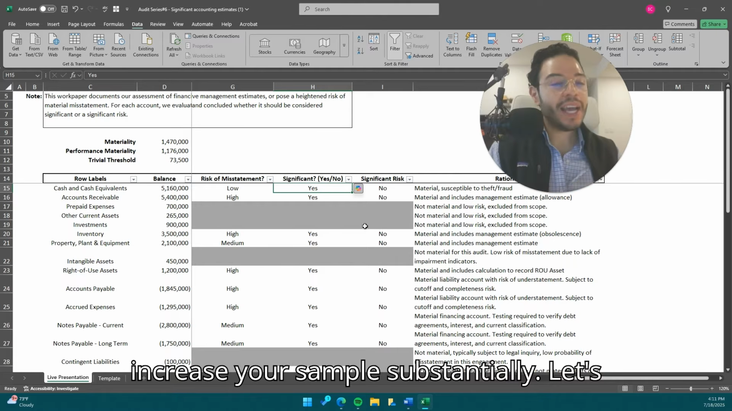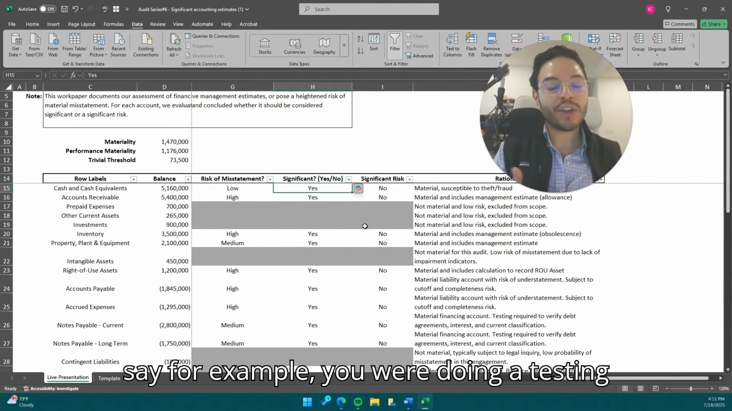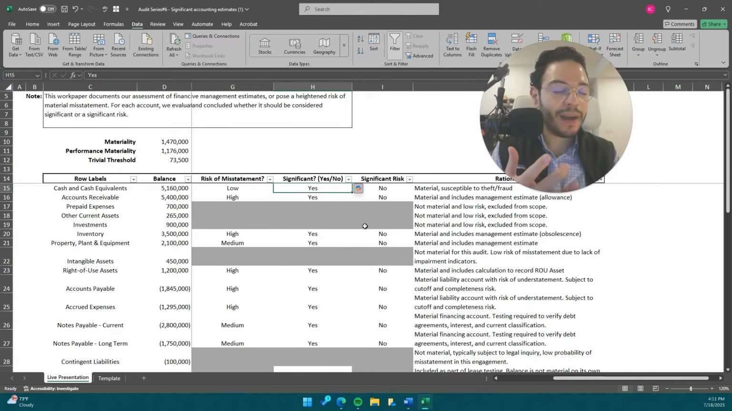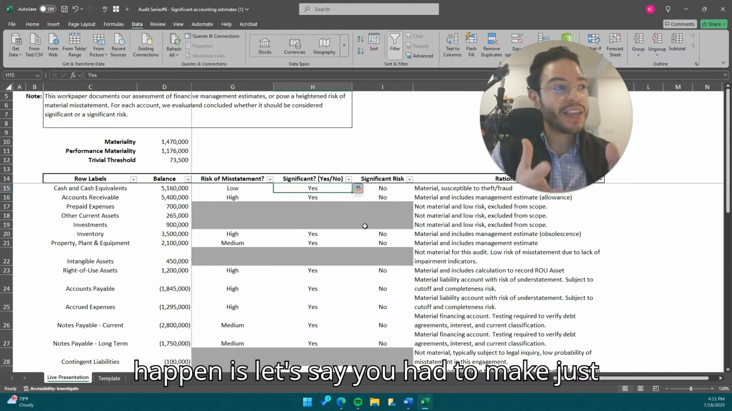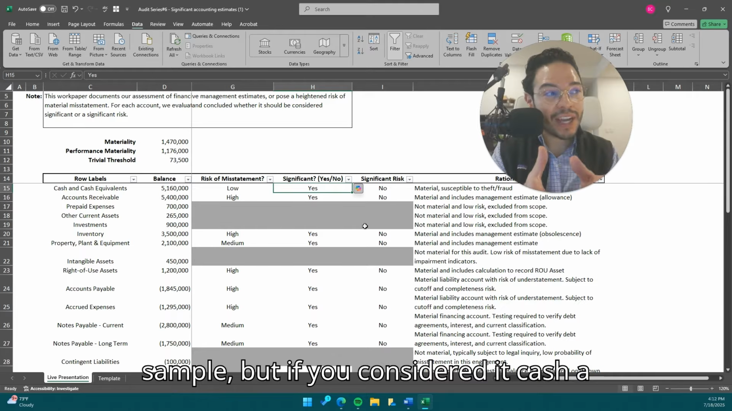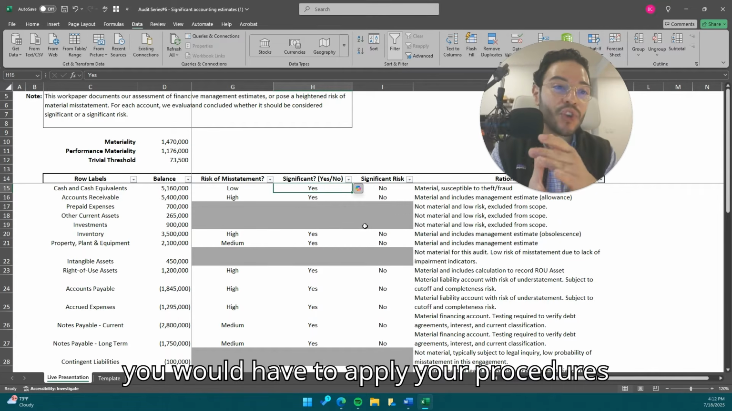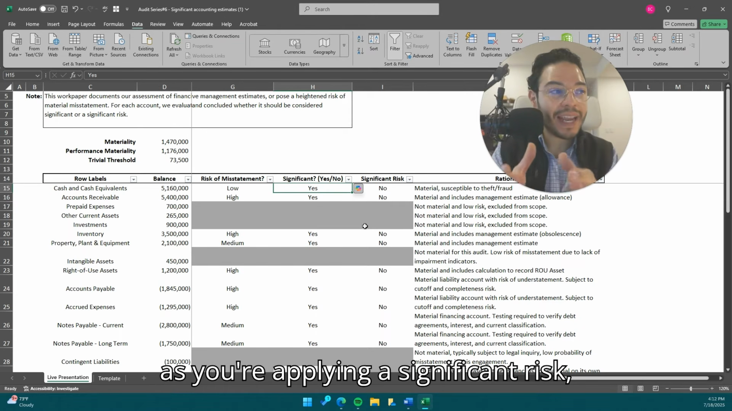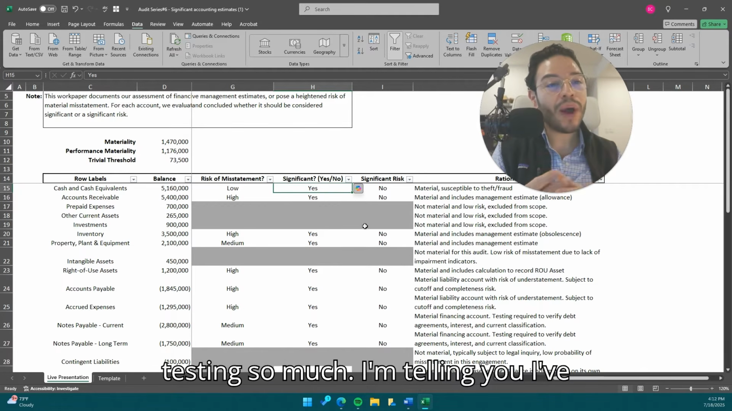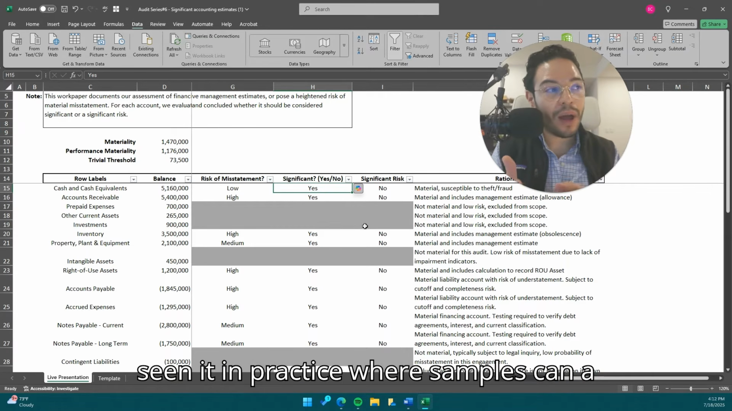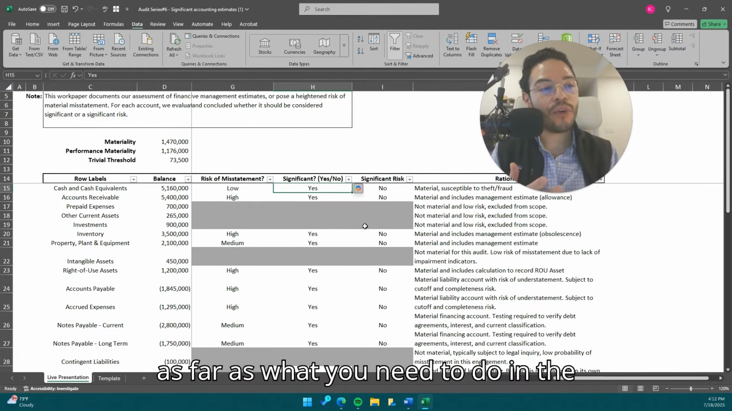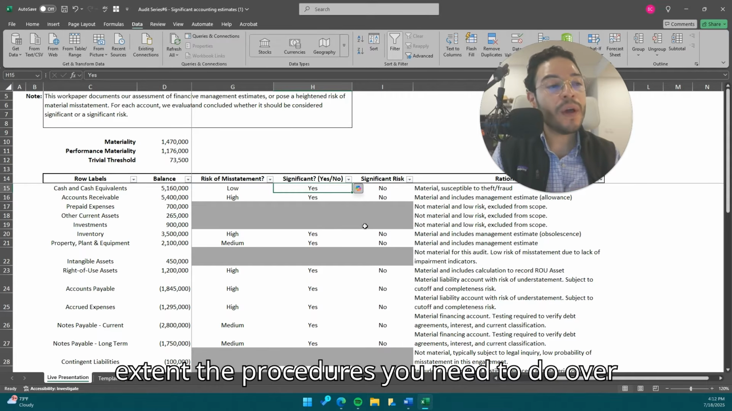sample substantially. Let's say, for example, you were doing testing over cash, and you subjected cash to a sample. Let's say you had to make just 3 samples from your non-statistical sample, but if you considered cash a significant risk, then you would have to apply your procedures as you're applying for a significant risk, which is going to expand your testing so much. I've seen it in practice where a sample size can go from literally 10 to 30. That's a huge difference as far as the extent of the procedures you need to do over a certain account.